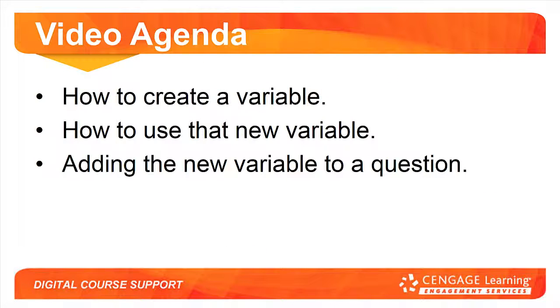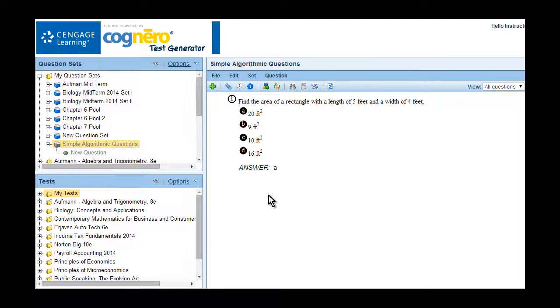Our agenda for this video is to guide you through the steps of creating a simple algorithmic question by showing you how to create a variable, using that new variable, and adding your new variable to your question to make it algorithmic. So let's get started. An algorithmic question allows you to create a series of questions that recalculates itself. So you only have to write the question once, but be able to implement it multiple times.